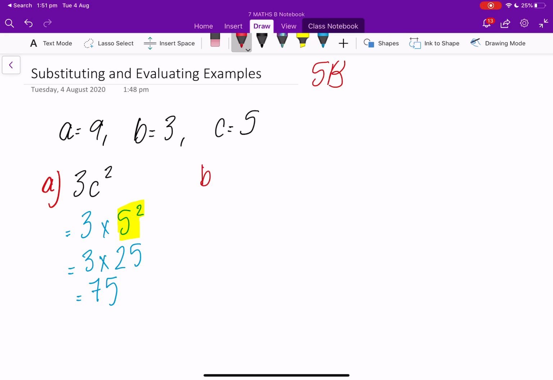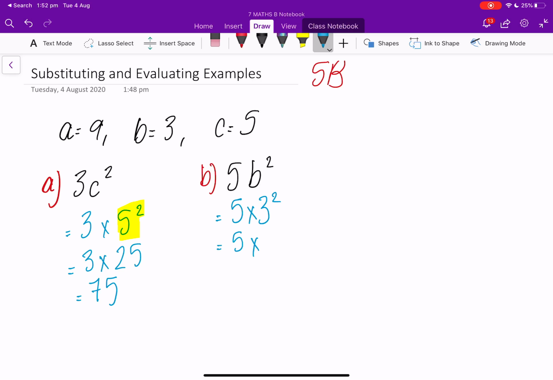The next question is 5B squared. Now this is quite similar to the one we just did, so you might even like to pause the video and see if you're able to work it out. So with this question, the pronumeral is B, and we're told in the question that B equals 3. So wherever we see B, we're going to just replace it with a 3. So 5 times 3 and then squared.